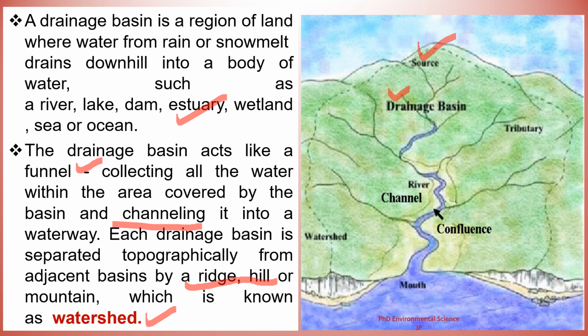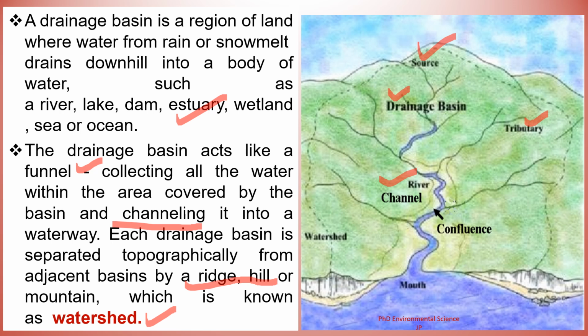Watershed, the boundary that separates one drainage basin from another. It is typically a ridge or area of higher ground. Tributary, a smaller stream or river that flows into a larger one. Tributaries contribute additional water, sediment, and sometimes pollutants to the main river. River, the main watercourse into which tributaries flow. It carries water from the drainage basin to its mouth.